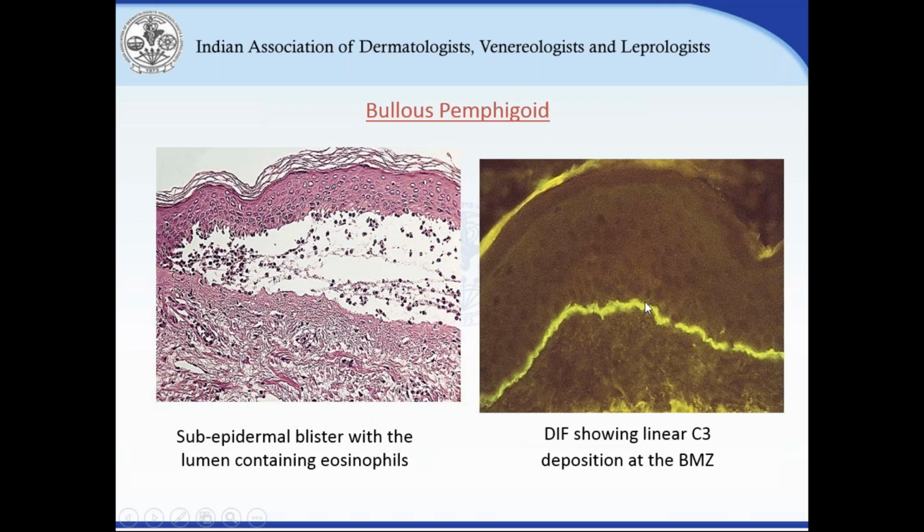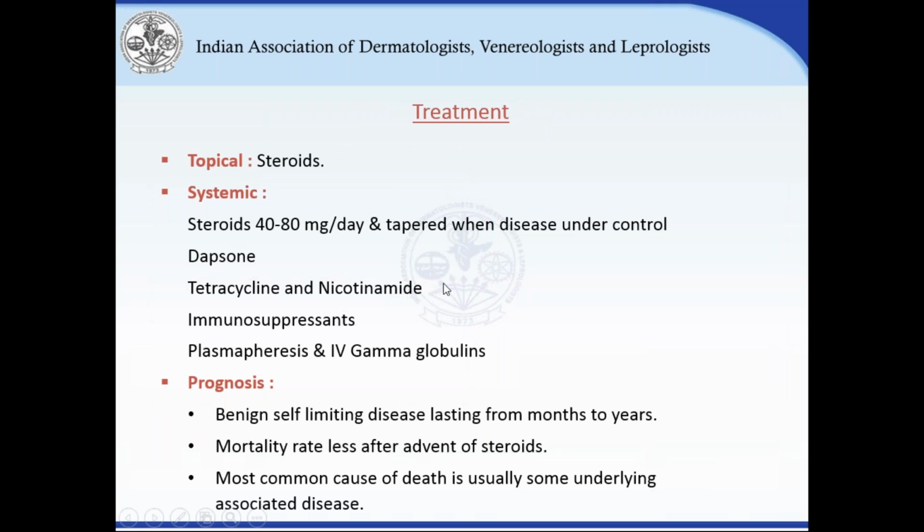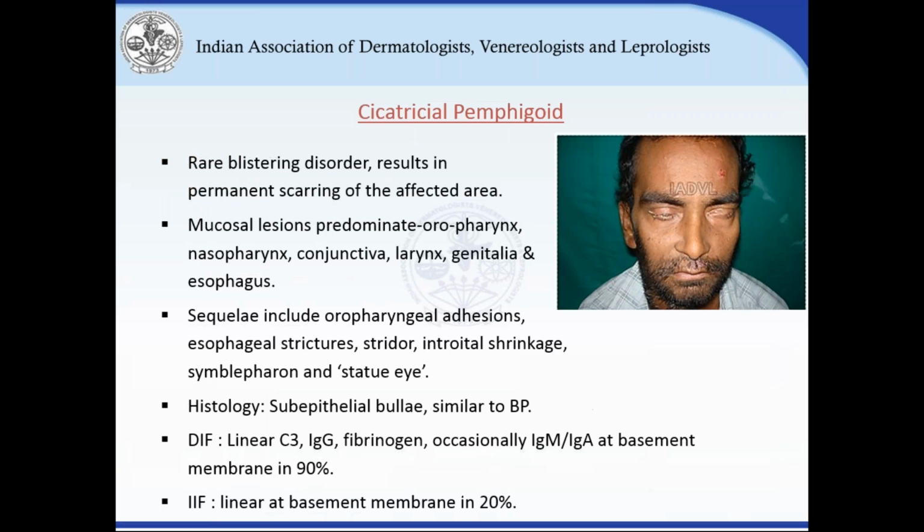And here you can see a direct immunofluorescence showing linear C3 deposition at the basement membrane zone. Treatment is steroids, again with immunosuppressives. The prognosis is a benign, self-limiting disease. Mortality rates are very low, and the most common cause of death is usually the underlying associated diseases.